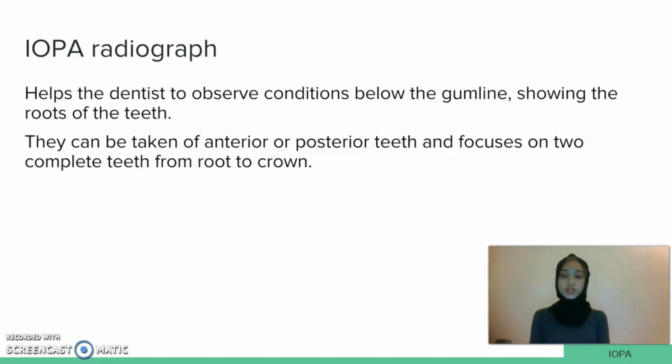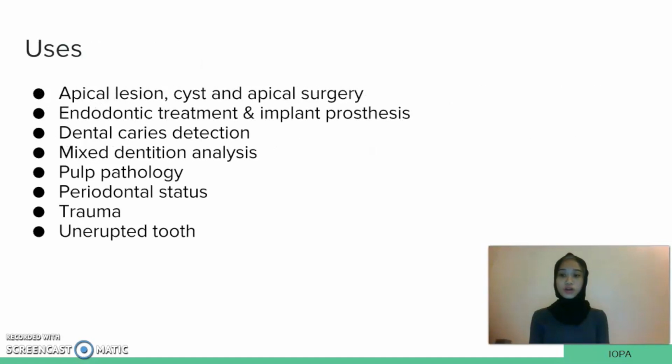The IOPA helps the dentist to observe conditions below the gum line, showing the roots of the teeth. It can be taken of anterior or posterior teeth and focuses on 2 complete teeth from the root to the crown. A few uses of the IOPA radiograph include in apical lesions, cyst and apical surgery, endodontic treatment, and also implant prosthesis. It can also be used in detecting dental caries and analyzing mixed dentition. IOPA is also used in pulp pathology or also to analyze the periodontal status. It is also used in cases of trauma and unerupted tooth.